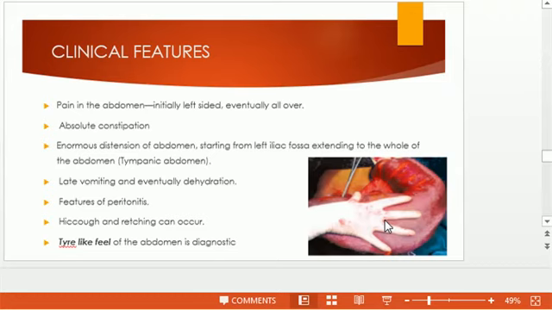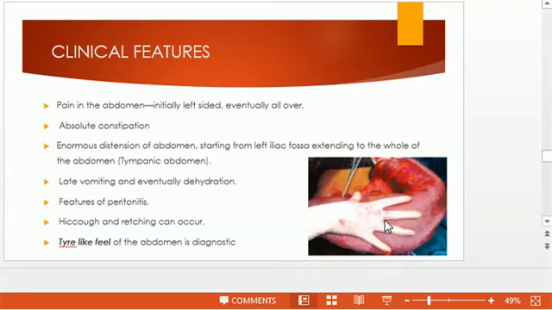There is enormous distension of the abdomen, starting from the left iliac fossa and extending to the whole abdomen, which is tympanitic on percussion. In these cases of large gut obstruction, there is late vomiting, but eventually these patients also become dehydrated. Features of peritonitis occur late, when there is ischemia and gangrene of the gut. When the colon becomes gangrenous, all the features of peritonitis can be elicited on examination.